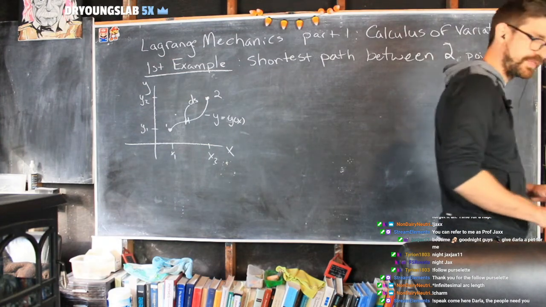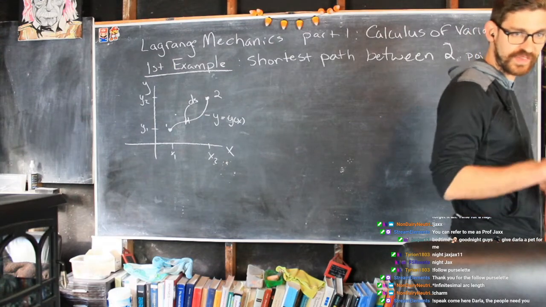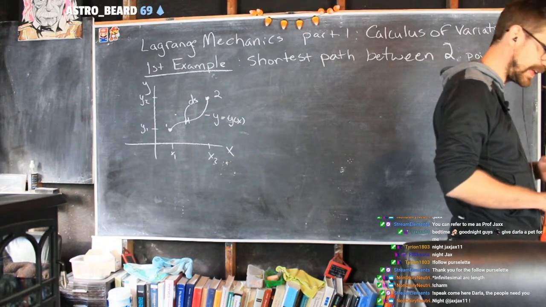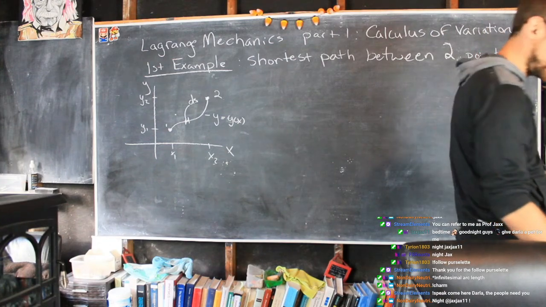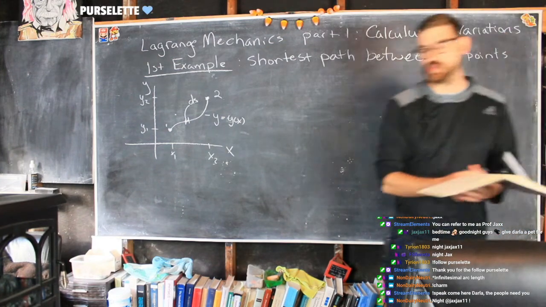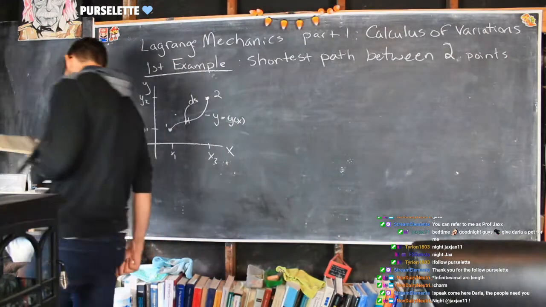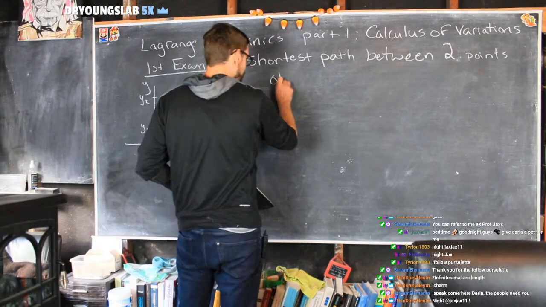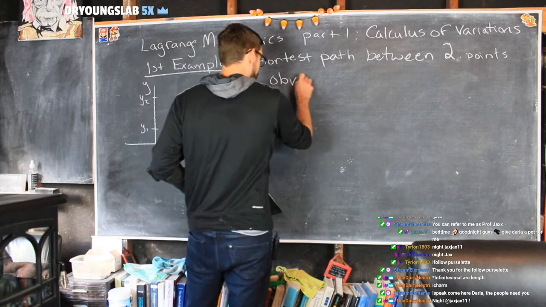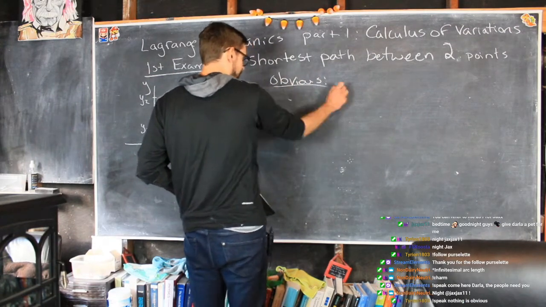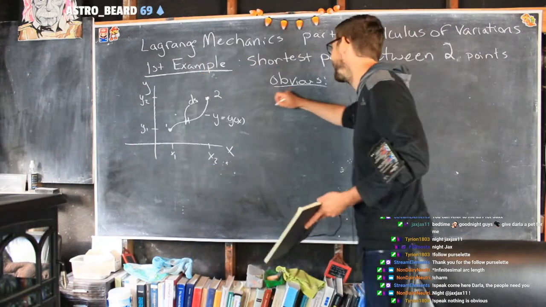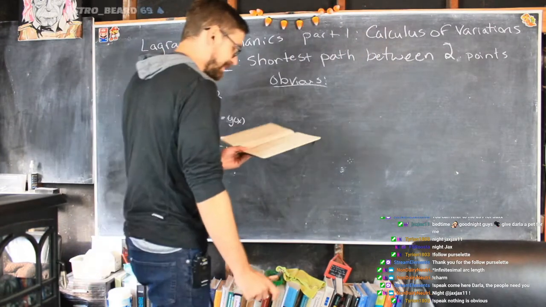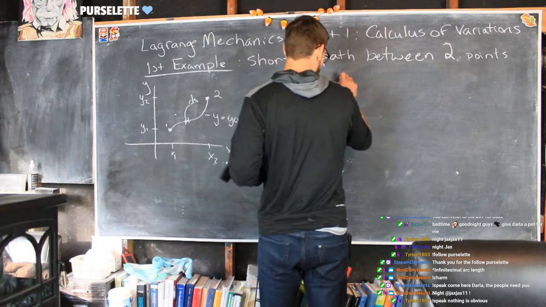Now, I think that everyone realizes that the obvious answer to the question, what is the shortest distance between 2 points, is a straight line, right? You've heard that many times. But do we know? Is there proof? Someone might say it's obvious. Nothing's obvious in physics. Some people might say, oh, it's obvious that it's a straight line.